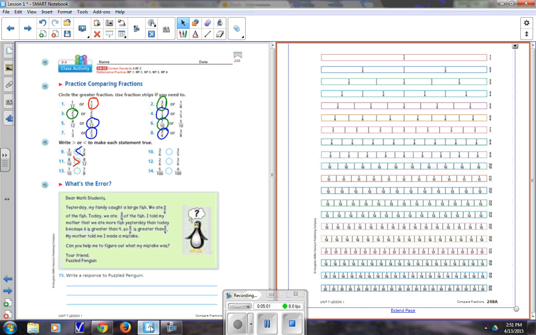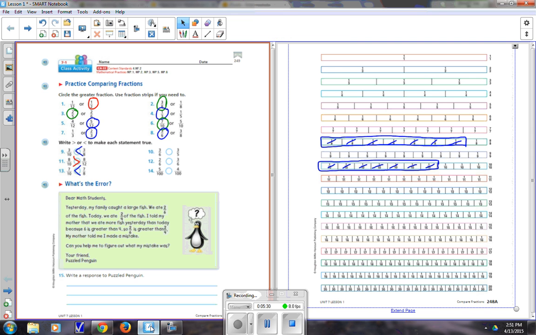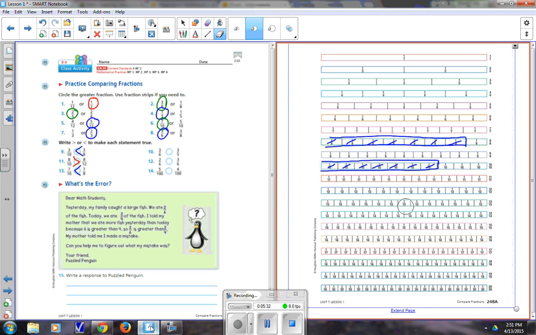Next one. 7/10. 1, 2, 3, 4, 5, 6, 7 is greater than or less than 7/8? 1, 2, 3, 4, 5, 6, 7. 7/10 is less than 7/8. Hopefully you're starting to visually see that difference in the groups.